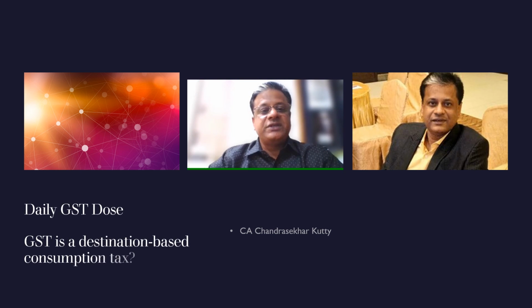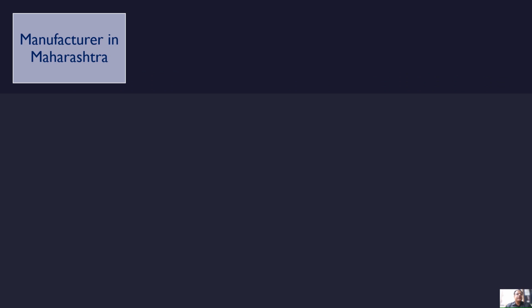Yesterday I explained which state gets the GST revenue. GST is a destination based consumption tax. So where the final consumer consumes the goods, that state gets the GST revenue. I'll explain with a small example. Hope there is some clarity after seeing the whole example, though it is a little complicated, but try to understand that.